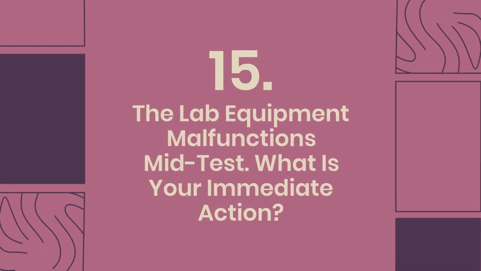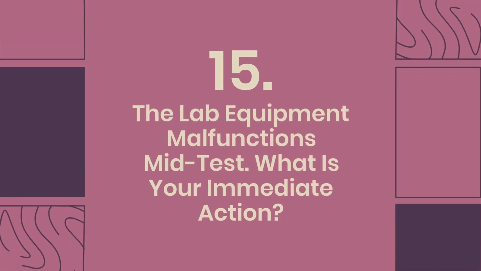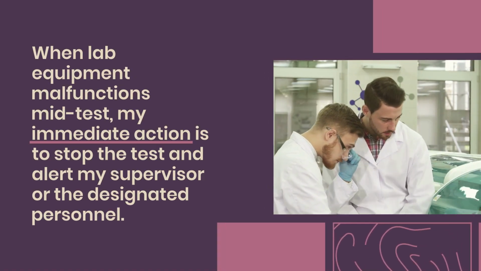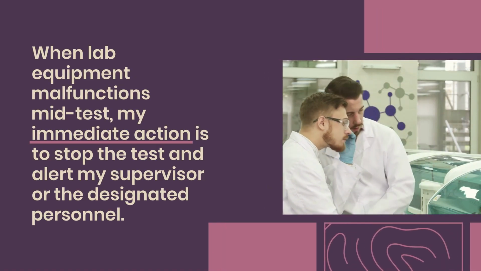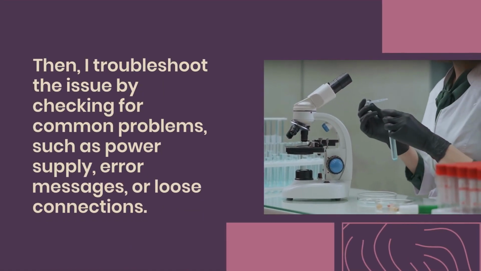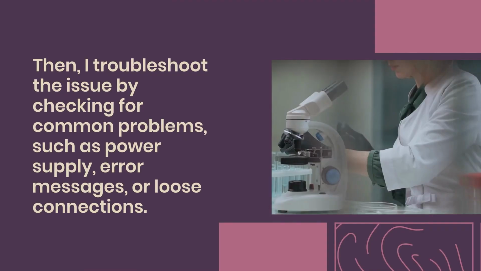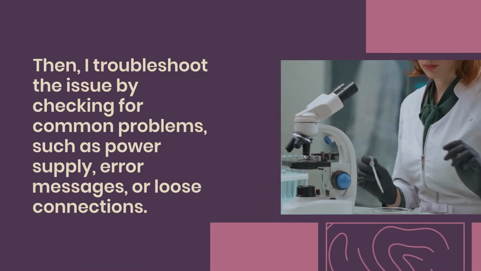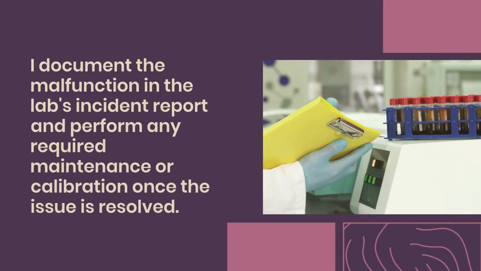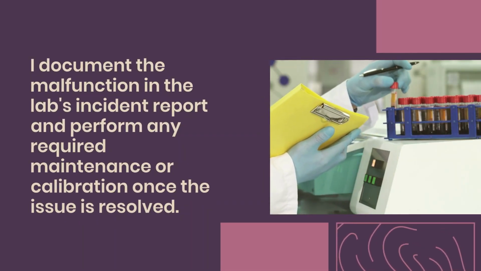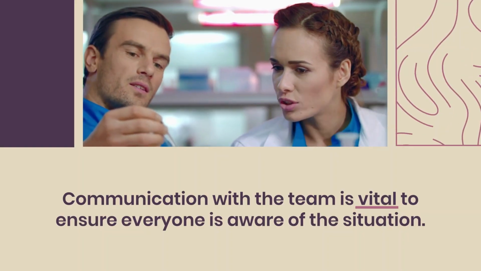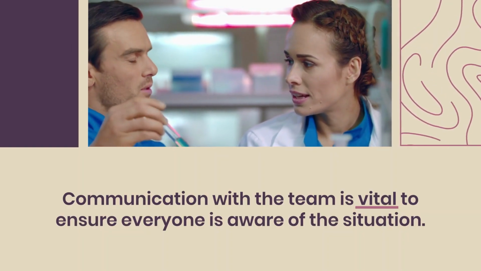15. The lab equipment malfunctions mid-test. What is your immediate action? When lab equipment malfunctions mid-test, my immediate action is to stop the test and alert my supervisor or the designated personnel. I ensure all samples and data are securely saved if possible. Then, I troubleshoot the issue by checking for common problems, such as power supply, error messages, or loose connections. If necessary, I switch to backup equipment to continue testing. I document the malfunction in the lab's incident report and perform any required maintenance or calibration once the issue is resolved. Communication with the team is vital to ensure everyone is aware of the situation.